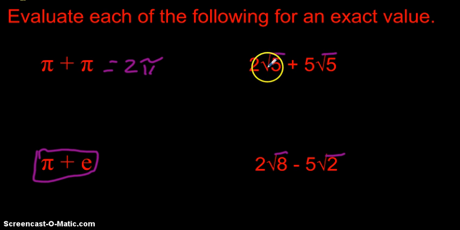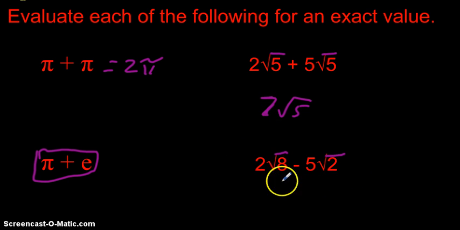And let's see. These are like terms because they have the same variables and the same radicands. So we can simply combine the coefficients. 2 plus 5 is 7. So this is 7 radical 5, and radical 5 cannot be simplified, so we leave it that way.